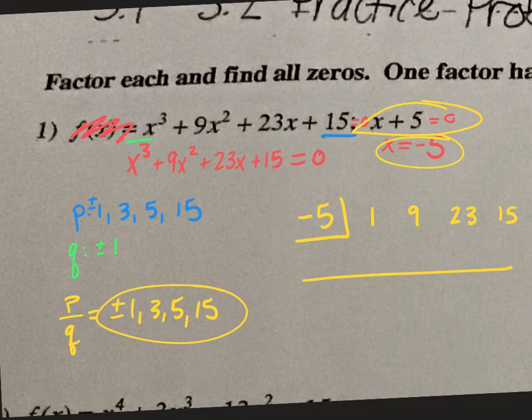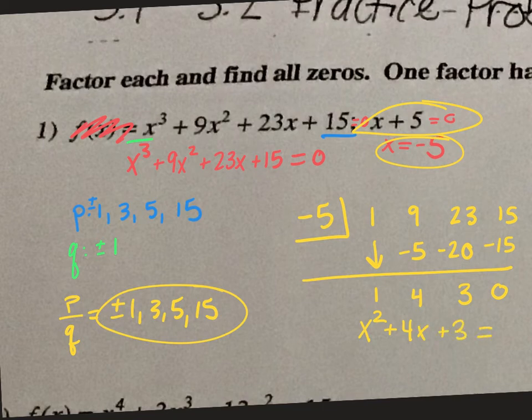All right, so let's do our synthetic division. So we'll bring down the 1. And 1 times -5 is -5. Then 9 minus 5 is 4. Then times -5 is -20. 23 plus -20 is positive 3. Sorry. And then positive 3 times -5 is -15 and 0. So when we put our variables back in, we get x squared plus 4x plus 3 is equal to 0. And then now we can factor that, and then we're done.